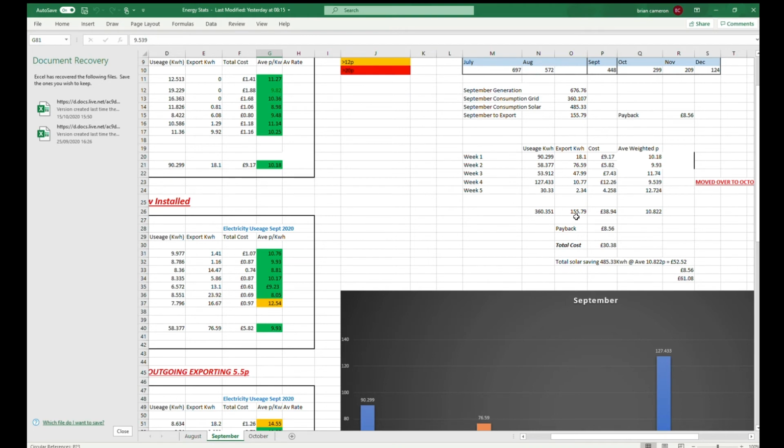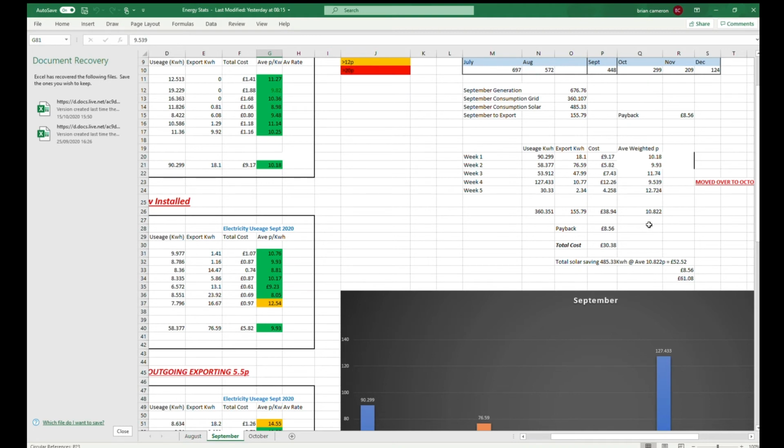360, like I said, export 155. Our cost, this is really fantastic. Our cost for electricity was just shy under 40 quid, with a weighted average of over the four and a bit weeks of 10.822. So when you look at 14 and a bit pence for the average for a fixed tariff with Octopus, just shy of 11p is really very good.